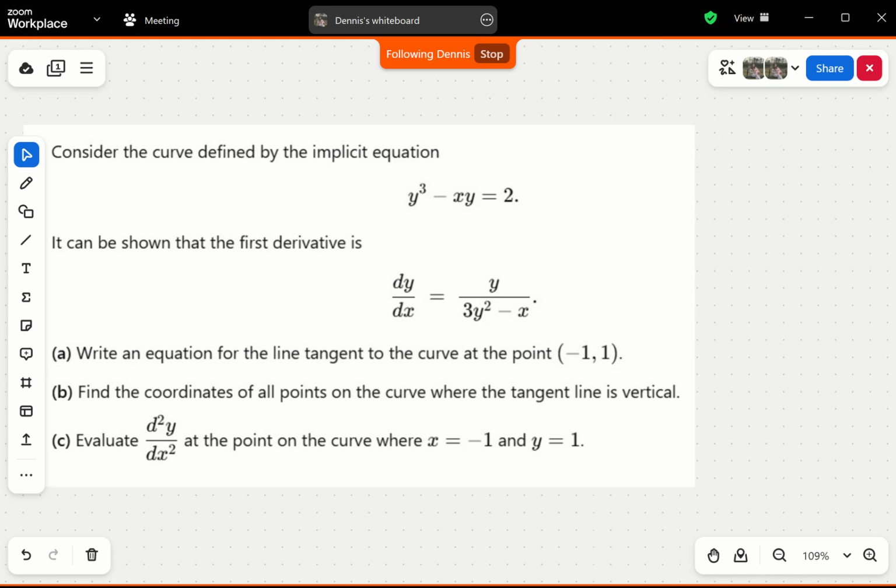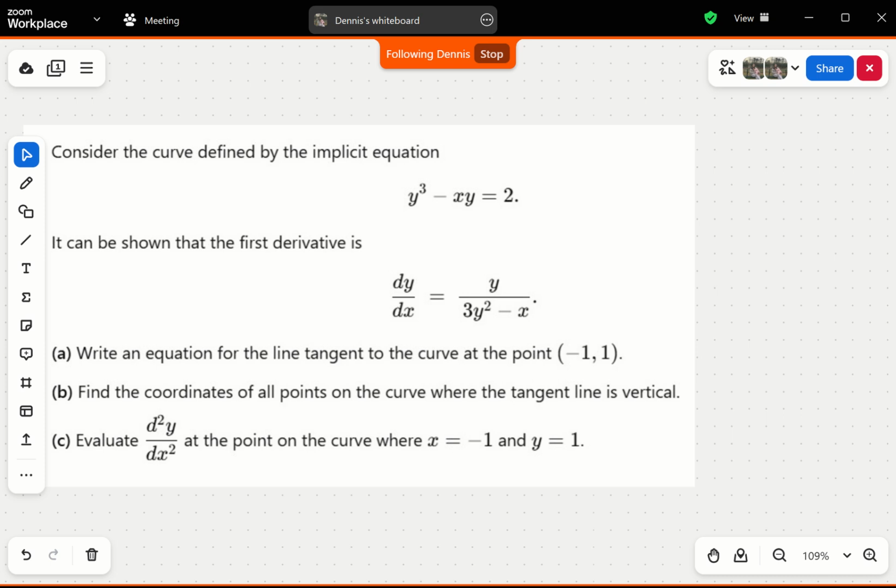Okay, in this session, we're going to review a previously tested problem in a real AP Calculus exam. Here's the problem. Consider the curve defined by the implicit equation y^3 - xy = 2. It can be shown that the first derivative is dy/dx = y / (3y^2 - x). Question A is asking you to write an equation for the line tangent to the curve at the point (-1, 1).